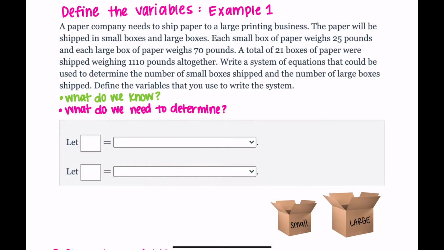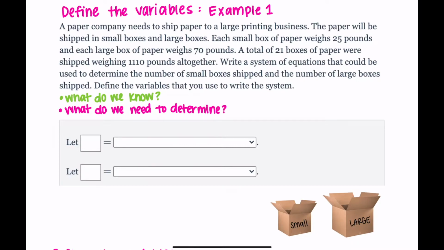Here we have a word problem, some context, and we want to start just by defining the variables. A paper company needs to ship paper to a large printing business. The paper will be shipped in small boxes and large boxes. Each small box of paper weighs 25 pounds, and each large box of paper weighs 70 pounds. A total of 21 boxes of paper were shipped, weighing 1,110 pounds altogether.